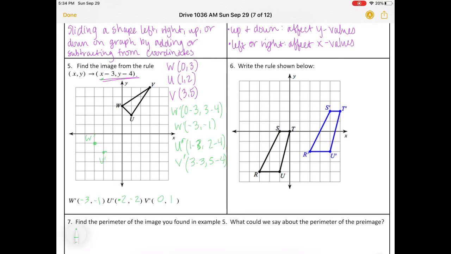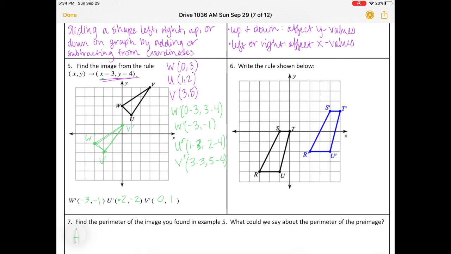So here's U prime, and then V is 0, 1 for V prime. Connect those. Okay, and it looks about the same size, looks congruent, doesn't look like a crazy different shape, so that gives me a good idea that that one is correct, okay?